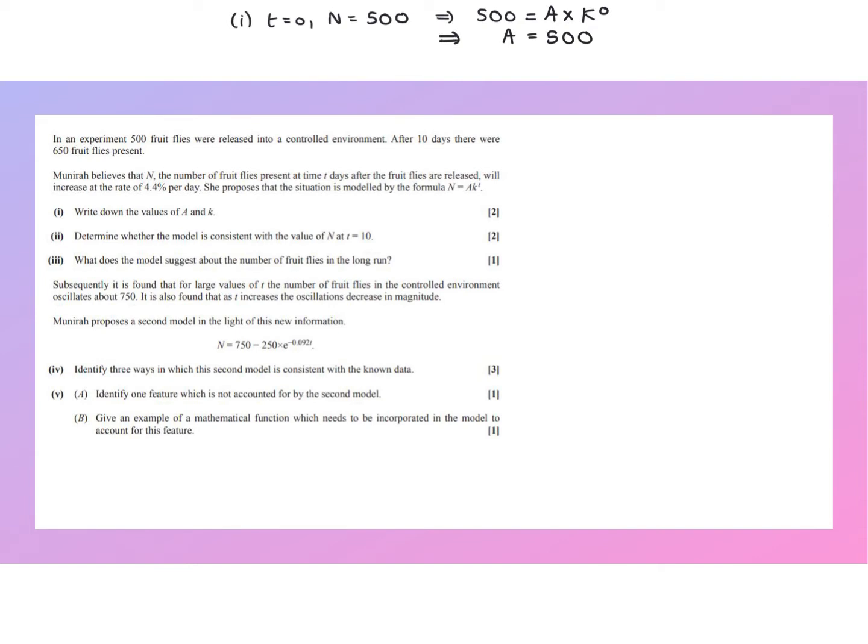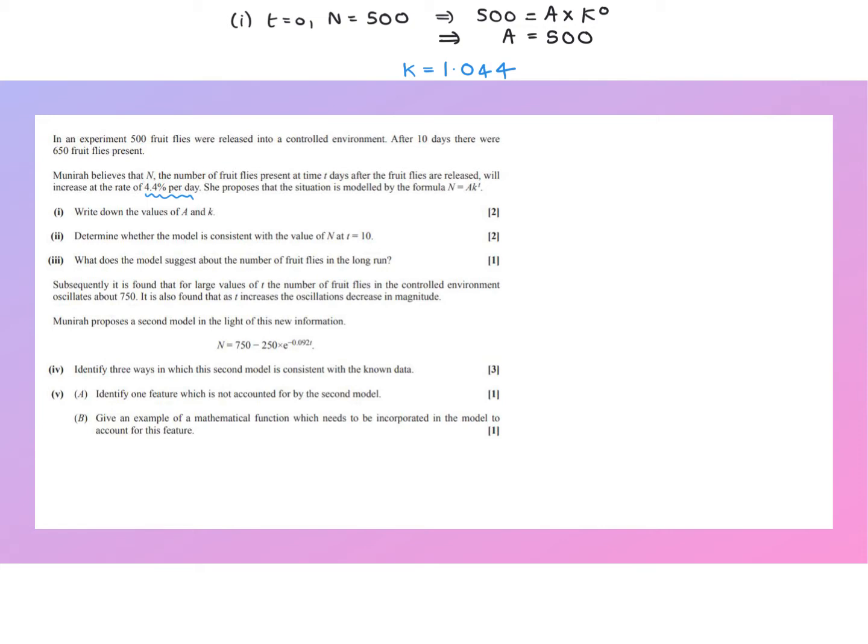So now let's have a look at the value of k. Well, they're proposing that the rate of increase is 4.4% per day. So really what they're telling us here is that k is going to equal 1.044, which is essentially the percentage multiplier for a 4.4% increase each day.